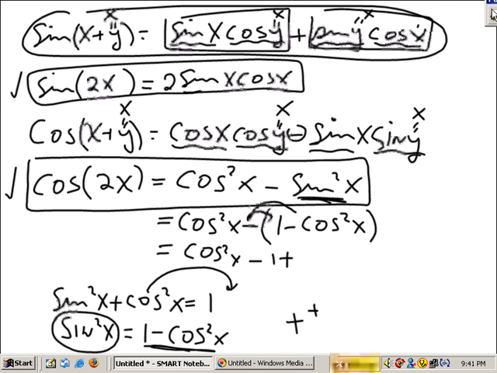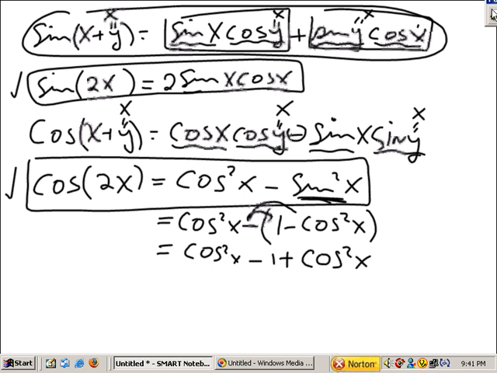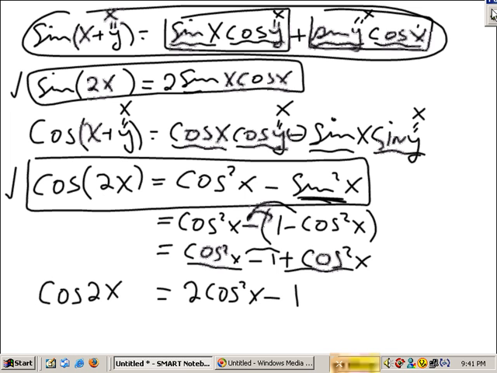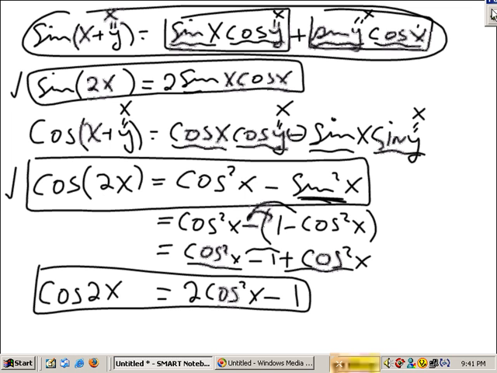That is, I'm going to add cosine squared x. And then I'm going to erase because I need the space. And now I'm going to say that cosine squared x plus cosine squared x is 2 cosine squared x. And I will not forget to take away the 1. This here is another way of calculating the cosine of 2x. There is yet a third way.